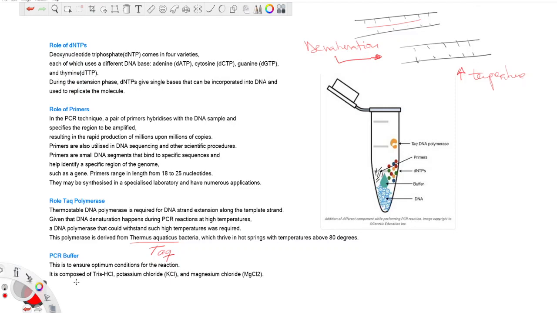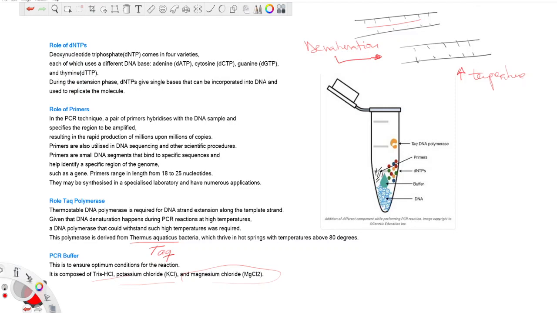And last but not least is PCR buffers. Most of the time we see magnesium chloride, but you can also use potassium chloride or Tris-HCl. This is just to make sure that the conditions for our reaction are optimum.